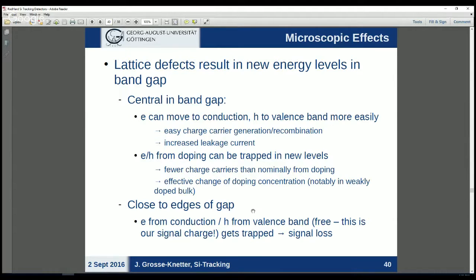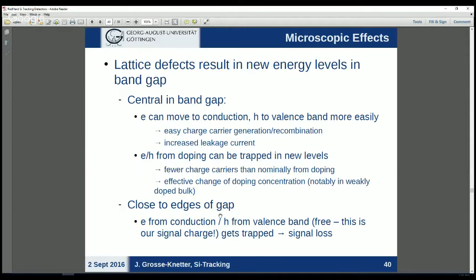And last but not least, if you have new energy levels close to the edges of the gap, so close to the conduction or close to the valence band, the same freely moving electrons and holes that I already had here can be trapped, and that is noticed typically as a loss of charge that is created during our detection mechanism. So the charge from ionization suddenly disappears because it gets trapped in those extra energy levels. So, of course, that means a loss of our signal in the end.